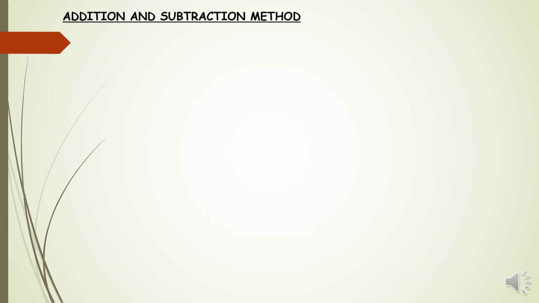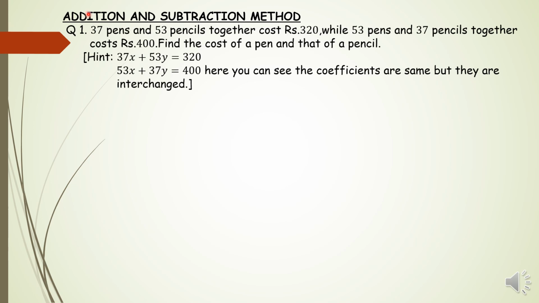Here is a special type of question, that is, by using the addition and subtraction method. Question: 37 pens and 53 pencils together cost rupees 320, while 53 pens and 37 pencils together cost rupees 400. Find the cost of a pen and that of a pencil. Here I have given a clue for it. Look at the question. 37 pens and 53 pencils together cost rupees 320. Then 53 pens and 37 pencils together cost rupees 400.